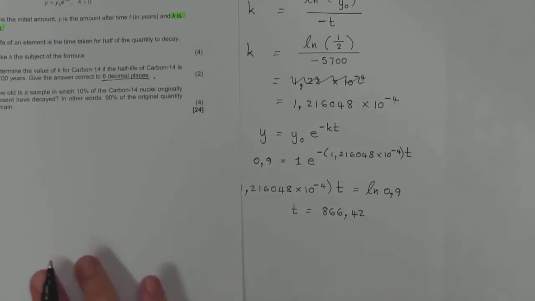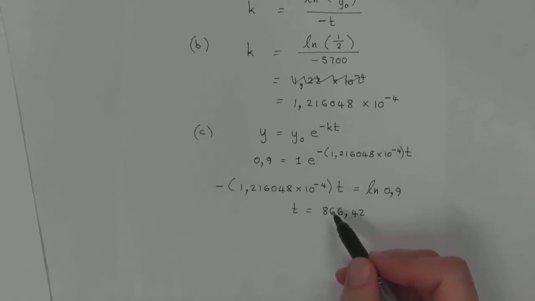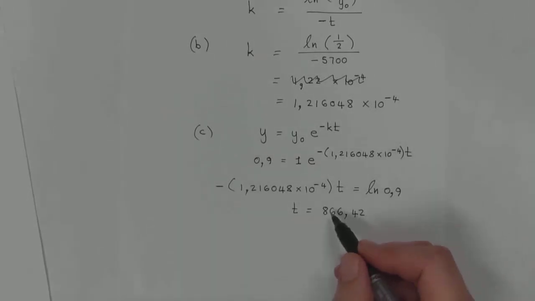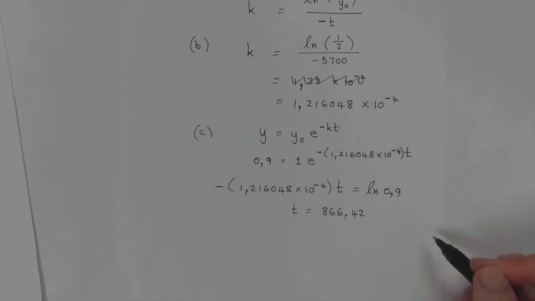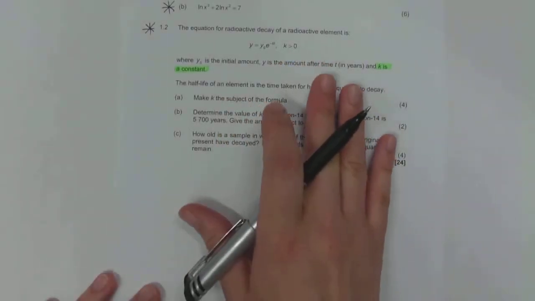They did, by the way, if you look at the memo of this paper, they rounded it off to 866. They said, let's round it off to 866. I honestly don't think they can penalize you if you rounded it off to 866.42, because like I said, nowhere in the question did they state they wanted it rounded off to the nearest year. So that was then the 2 questions on this particular paper.